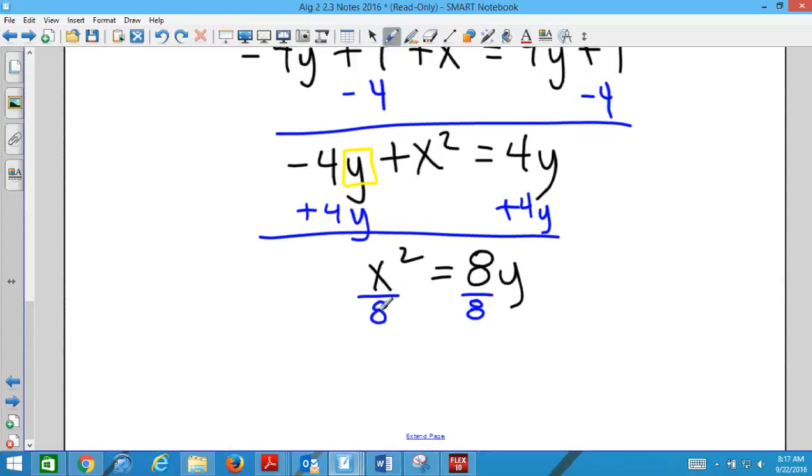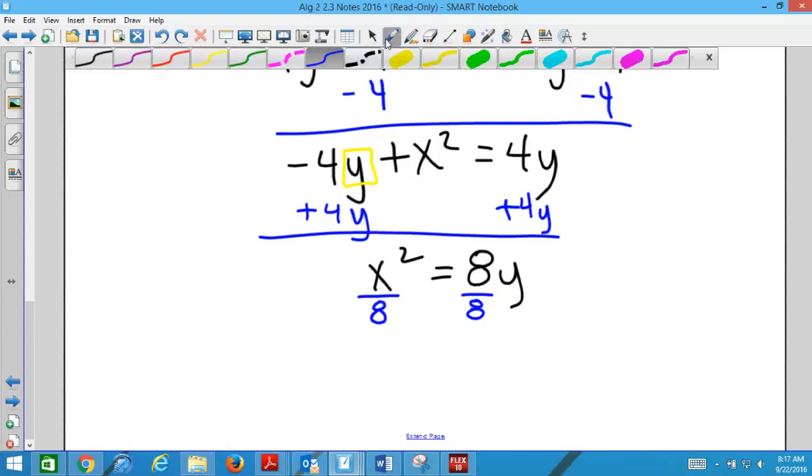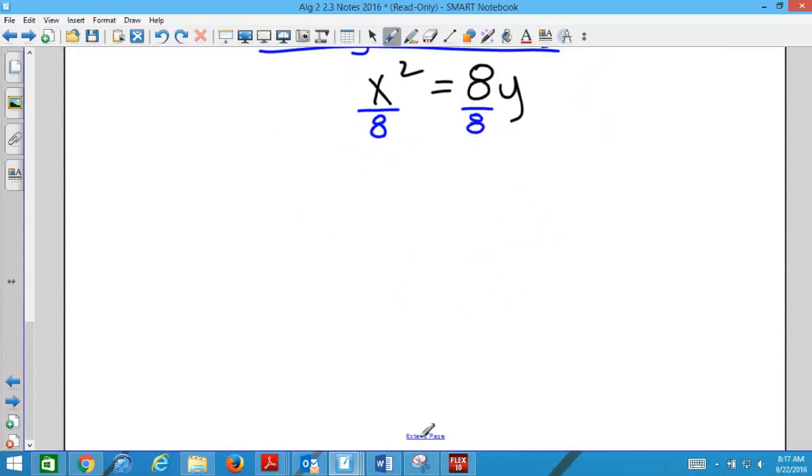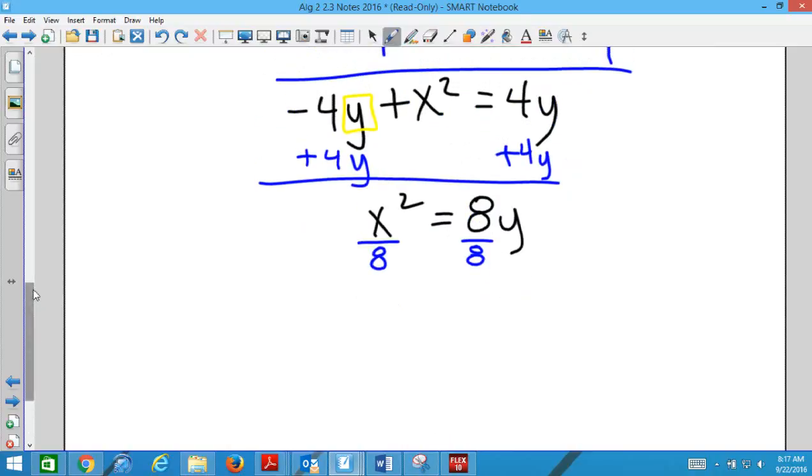And instead of dividing by 8, you can multiply by its reciprocal. So I'm going to write this as y equals 1/8 x squared. Rather than writing it divide by 8, I'm going to write 1/8 x squared. And now we have y equals. Yes, Emily?